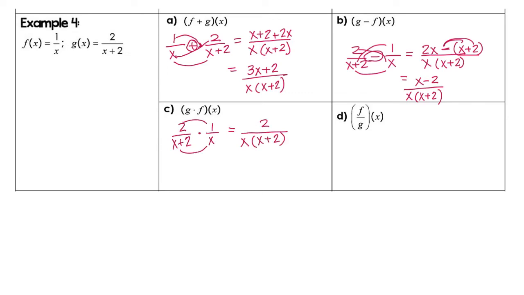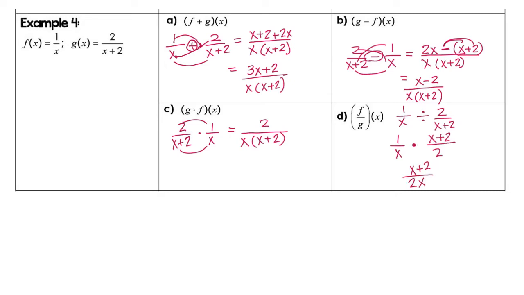Okay, and then in part D, now part D here, we need to go ahead and divide these. So let's divide them. So f of x over g of x. F of x is 1 over x, and I'm going to write it like this, divided by, and then we've got g of x, which is going to be 2 over x plus 2. And remember, dividing fractions, you are really multiplying by the reciprocal. And now we multiply across the top and bottom, so we're going to have x plus 2 all over 2x.